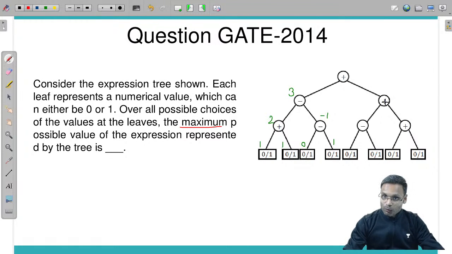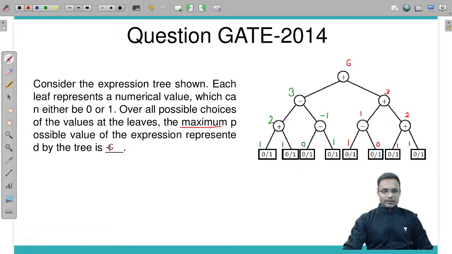Here is minus, above is plus, so I can take it as 1 and 0. 1 minus 0 is 1. Here is plus, so I can take it as 1 and 1. 1 plus 1, 2. 1 plus 2, 3. And at the end, 3 plus 3 is 6. So my answer for the expression is 6.